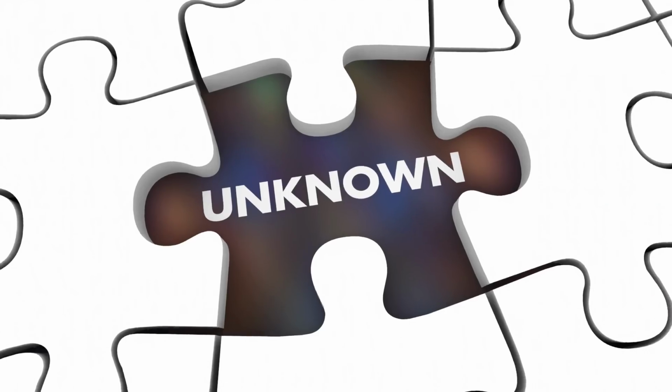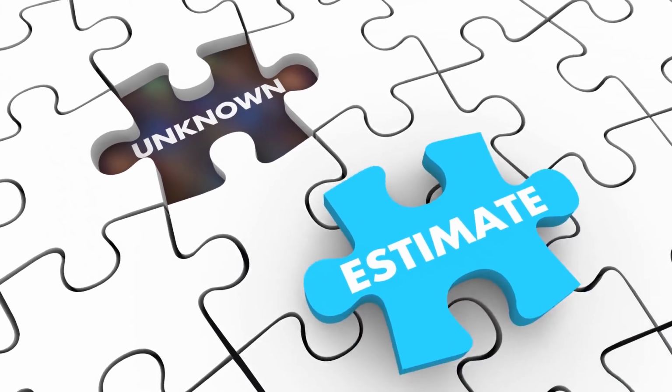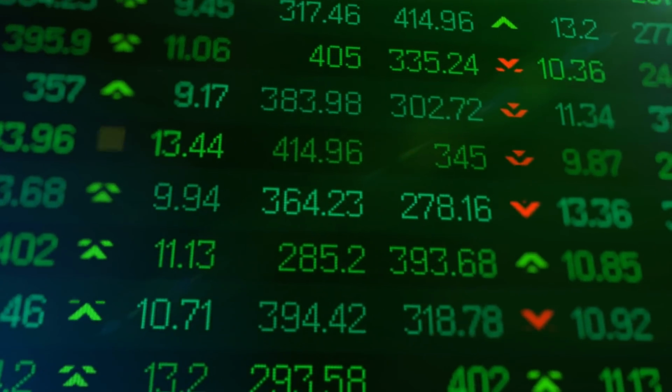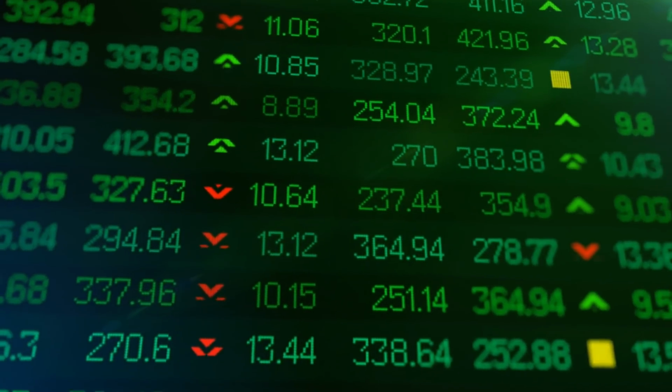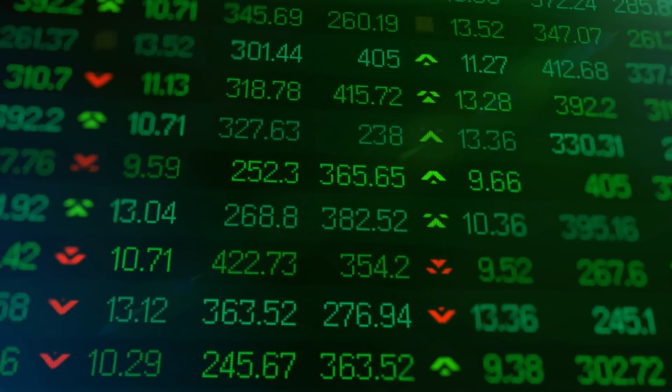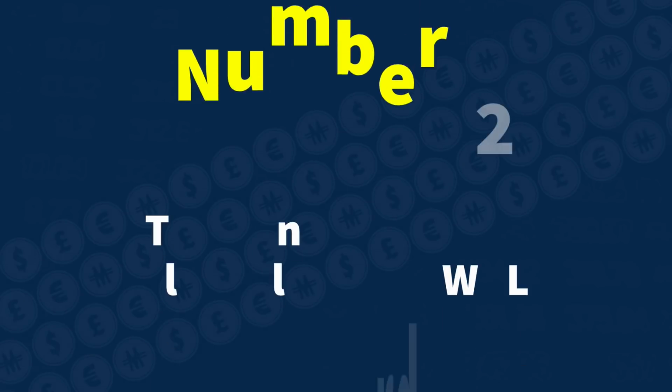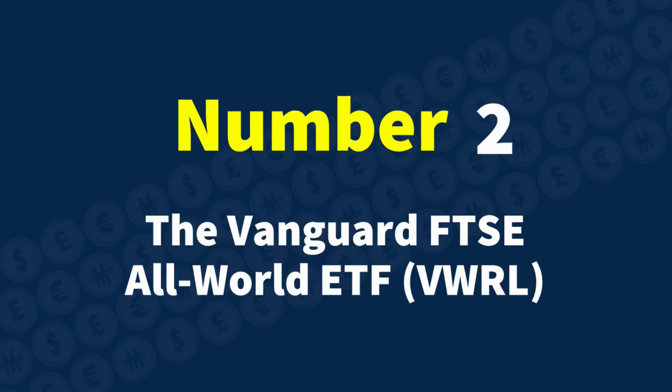An OIC only has one-day pricing, so you don't know the price you will pay until when the order is executed. We love ETFs so much because they offer live pricing, so like stocks and shares, you know the price you pay before the order is executed, which leads us nicely into Number 2, the Vanguard FTSE All-World ETF.